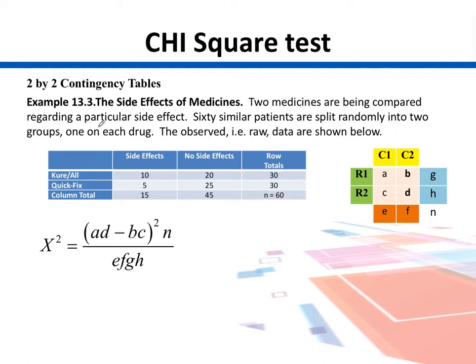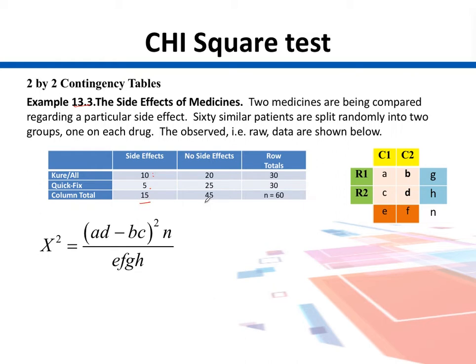Let's elaborate this with example 13.3 from the book, the side effects of medicines. Two medicines are being compared regarding a particular side effect, and we have 60 similar patients, split into two groups at random, one on each drug. Then we have observed the raw data as follows. These are the drugs on the rows, Cure All and Quick Fix, and side effects versus no side effects. Cure All has side effects for 10 persons, and Quick Fix has side effects in 5, so total side effects were 15.